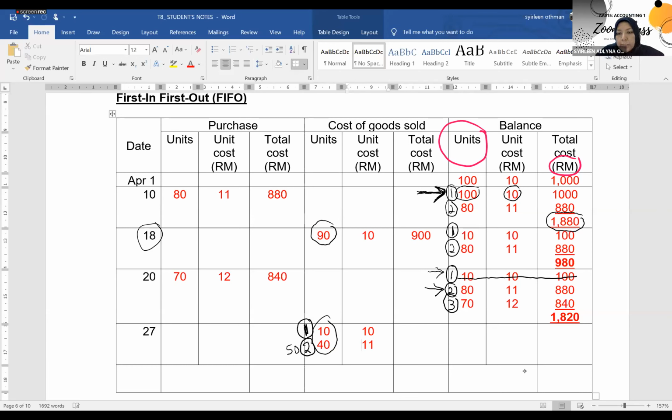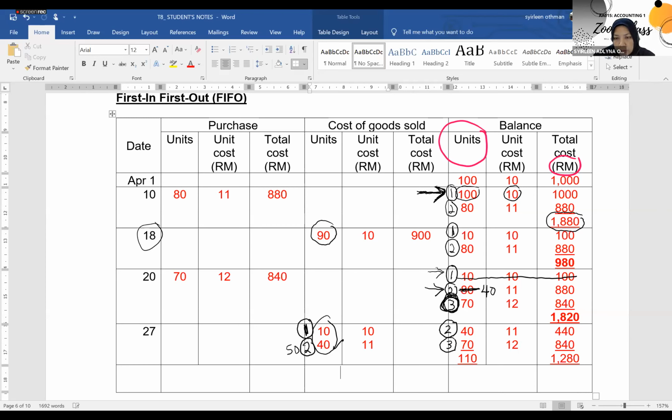Okay. So, di sini, dia dah bukan 80 lah. Dia tinggal 40 saja sebab 40 dah keluar. Yang ni tak jadi apa-apa lagi, sebab dia stok yang paling baru. Alright. So, bila saya kira balance on the 27th, I have 40 units from my second batch of inventory. First batch dah tak ada, habis. 70 units from my third batch. Yang ni tak usik apa-apa lagi.